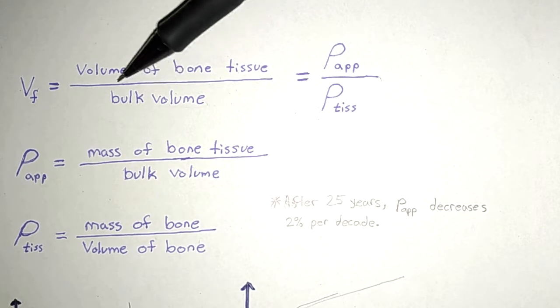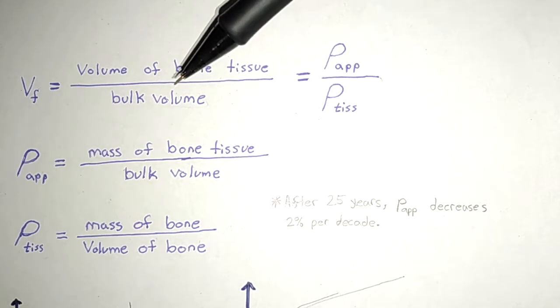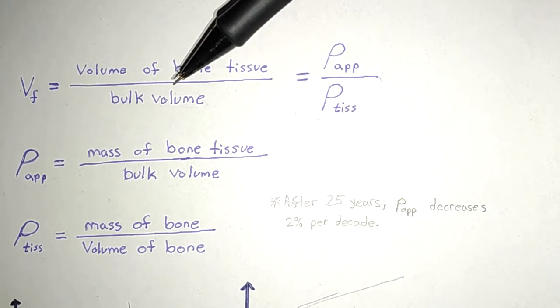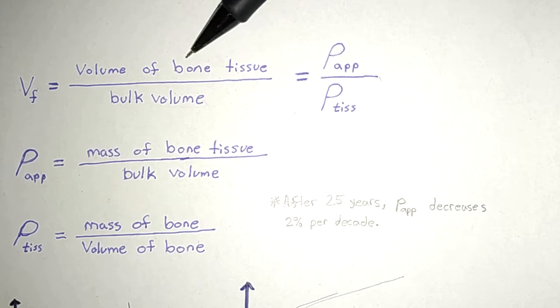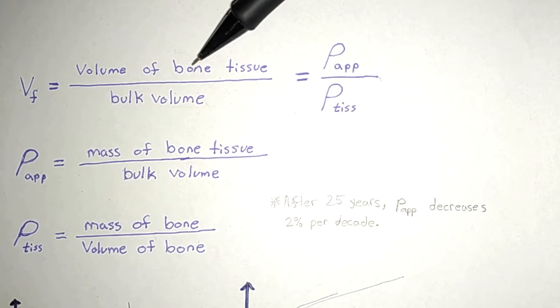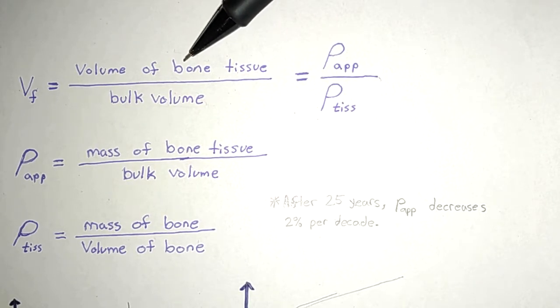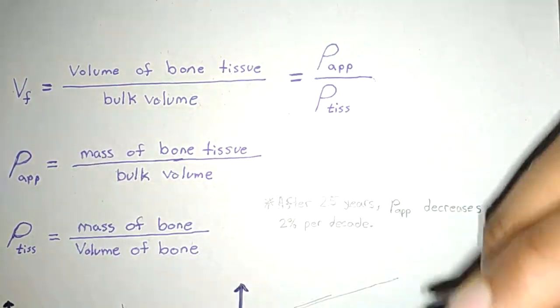and then divide that by the bulk volume, the volume of the entire bone as it is. So if you assume the bone was a cylinder, then the bulk volume would just be the volume of the cylinder, whereas the volume of the bone tissue would be just the volume of the bone in that cylinder. You would remove everything out and just measure the volume of the bone. But how would we calculate it, let's say, in a lab? We're going to use these two other formulas.